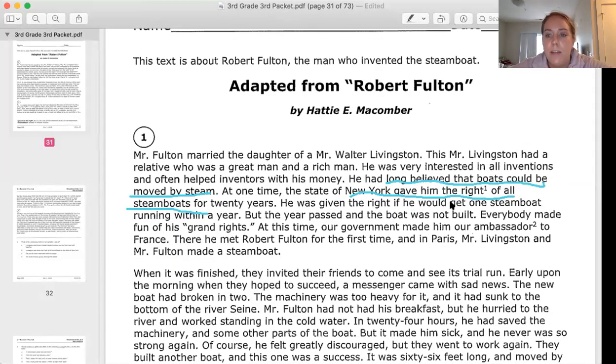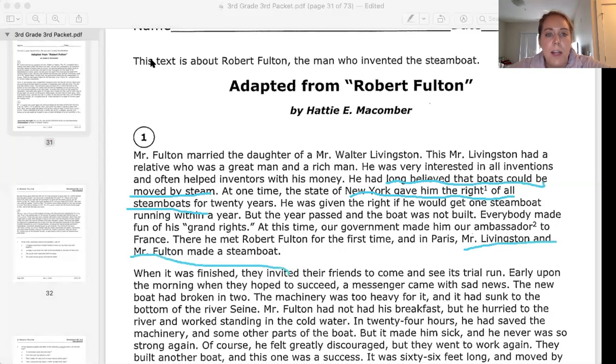He was given the right if he would get one steamboat running within a year, but the year passed and the boat was not built. Everybody made fun of his grand rights. At this time, our governor made him our ambassador to France. There he met Robert Fulton for the first time, and in Paris, Mr. Livingston and Mr. Fulton made a steamboat. So I'm going to underline that Mr. Livingston and Mr. Fulton made a steamboat. Okay. If you need more time to underline these few key details, please pause your screen, and then we'll continue reading when you are ready.